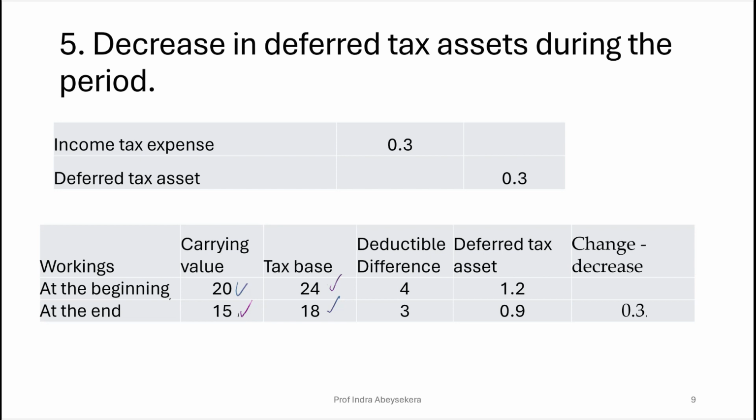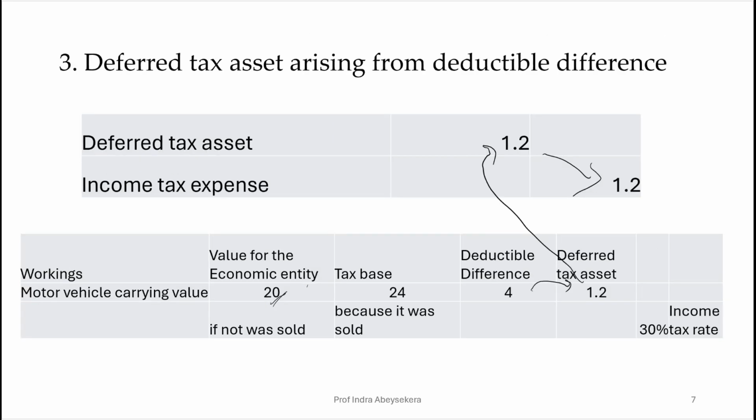So at the beginning of the period, the tax base was $24,000 because there was a sale, and the carrying value is $20,000. So the tax base is higher than the carrying value by $4,000. So that's a deductible difference. Applying the tax rate, it's $1,200. And that $1,200 is what we have recorded previously for the deferred tax asset.